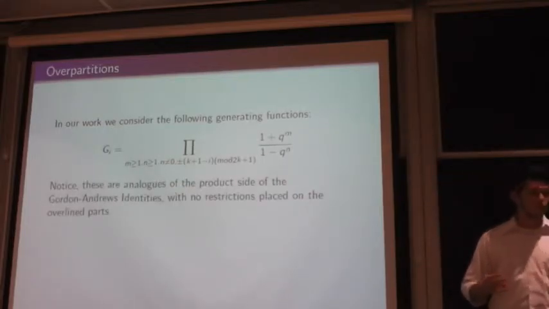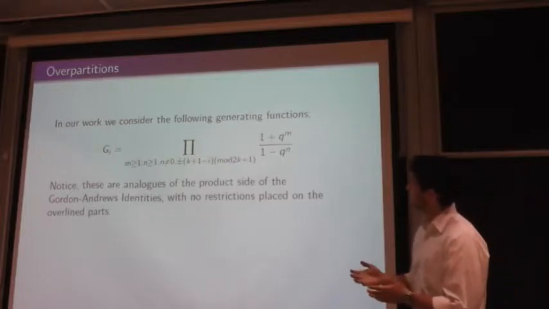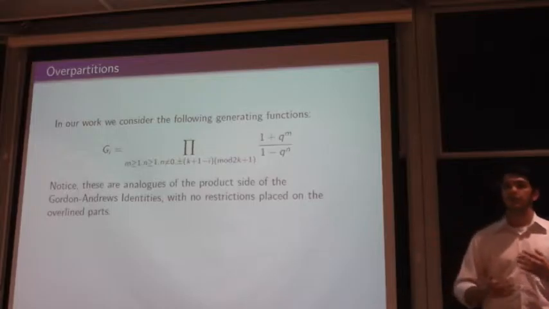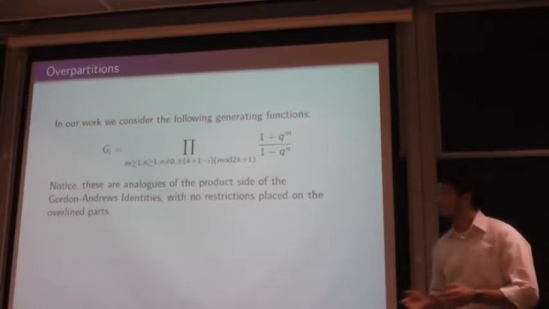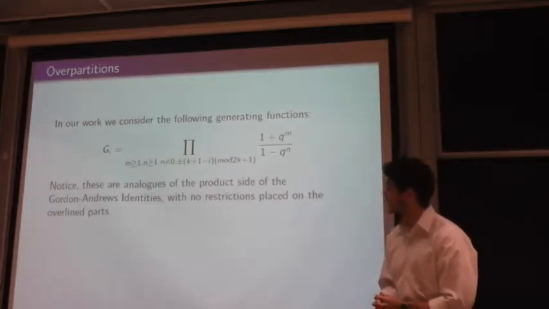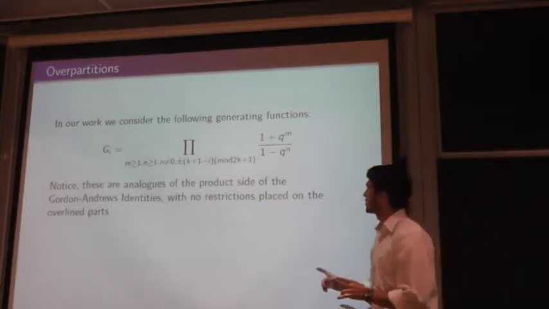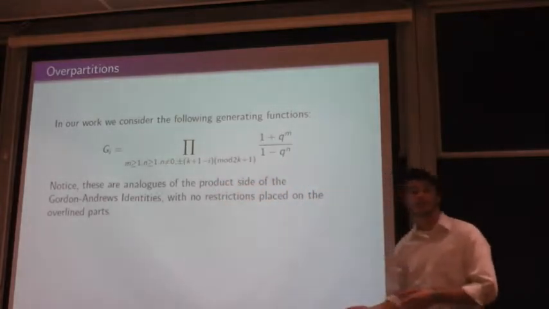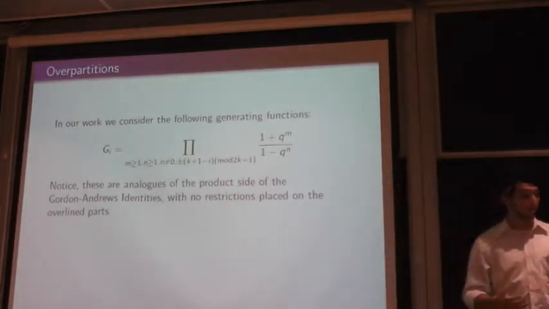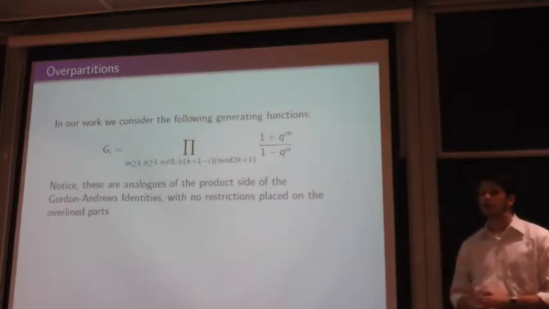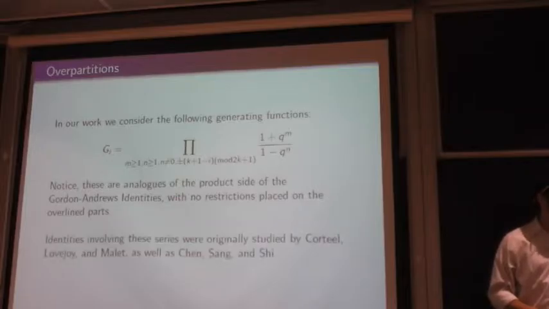So we can see that this is identical to the product side of the Gordon-Andrews identities that Lepowsky and Zhu were looking to prove or work with. But the only thing is, there's not really any restrictions other than it has to be greater than 1 that are placed on the overline parts. So we can get basically just any overline part in the partitions, and there's no restrictions on that.